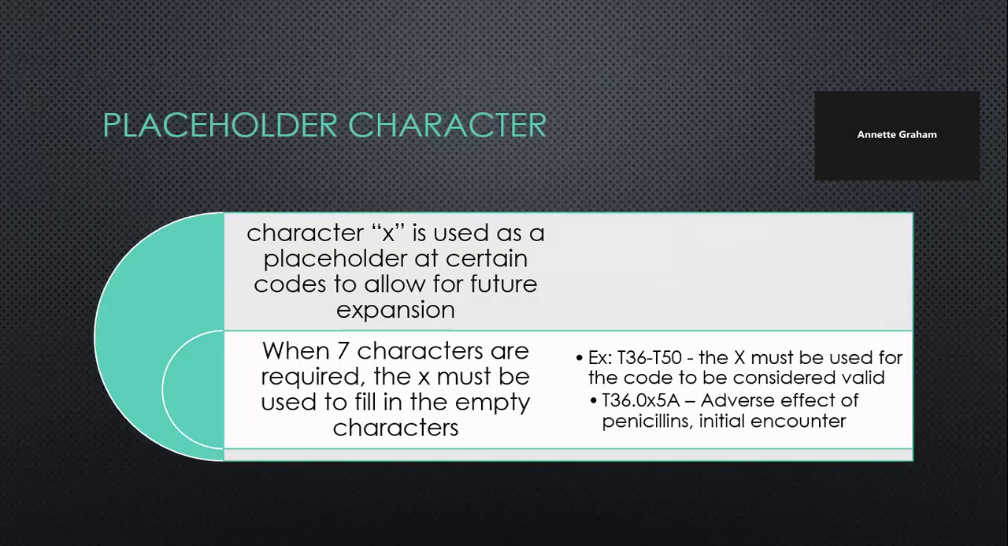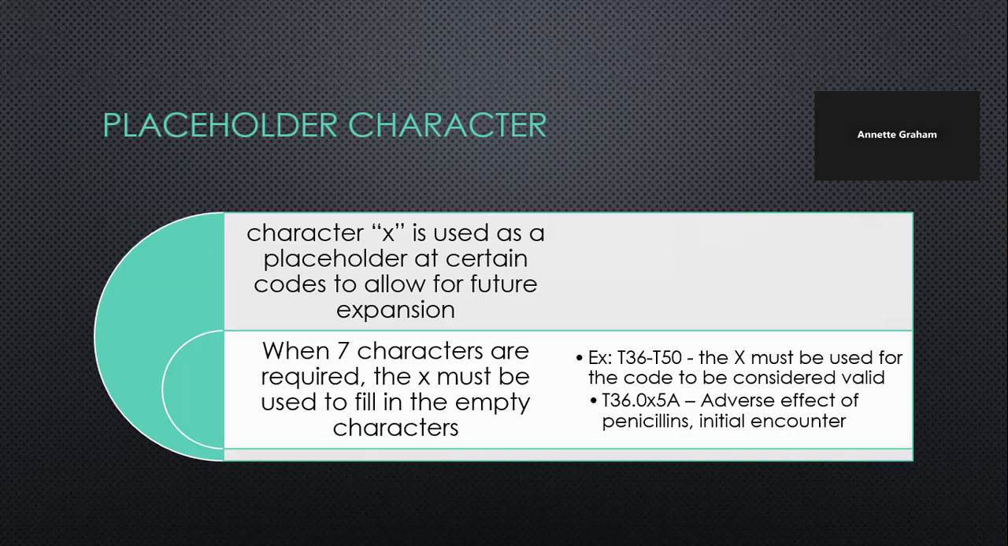Okay, so let's talk a little bit more about the placeholder character. So we have the X. The X is what we call a placeholder. So there are certain codes that don't have digits for that particular spot in the code. So they use an X as a placeholder for certain parts of the code. So you will see in your code book, if you are following along, for example, for an unspecified fall, you're going to have a W19 followed by a period, X, X, and then A if it was an initial encounter or initial treatment.